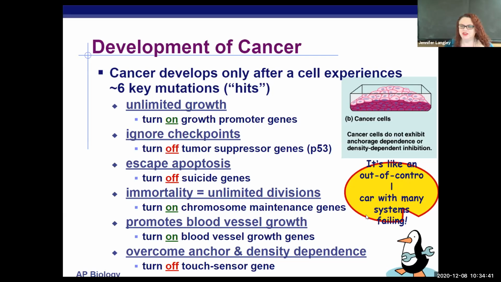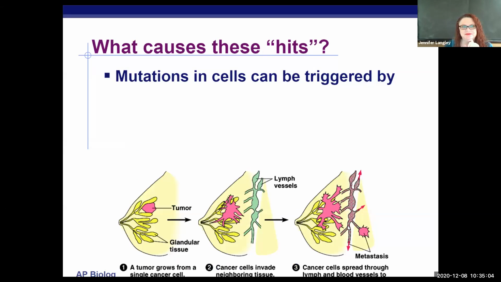So my derpy little penguin here says it's like a car with many systems failing. Sometimes if you have a car and there's one thing wrong with it, you can still kind of keep working, but you hit a critical mass where you're like, that's just too much. Now it just doesn't work. The same kind of thing happens here. We can deal with one or two little problems, but once they start building up, then we can't deal with it. Then we have cancer.